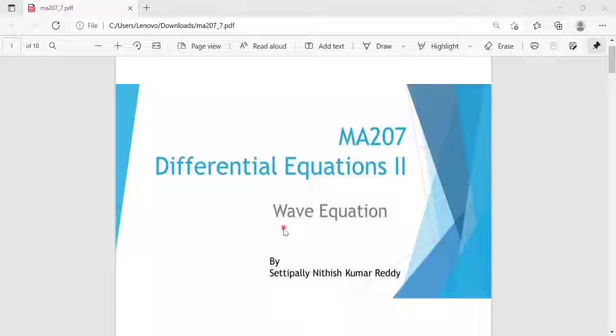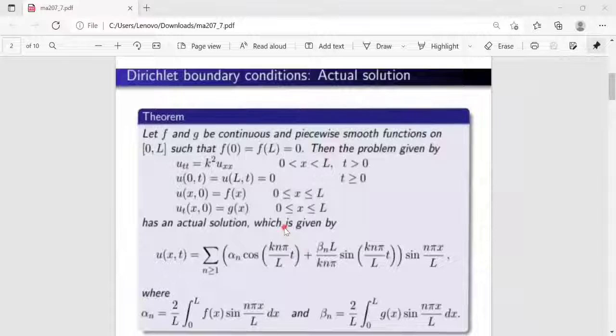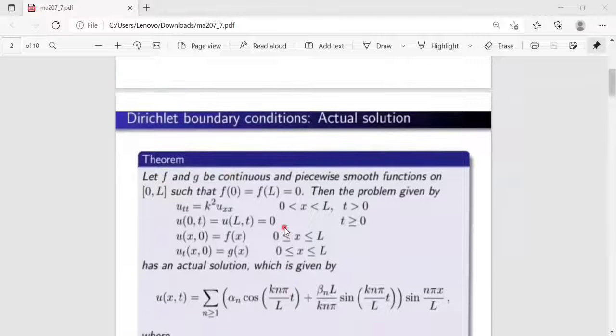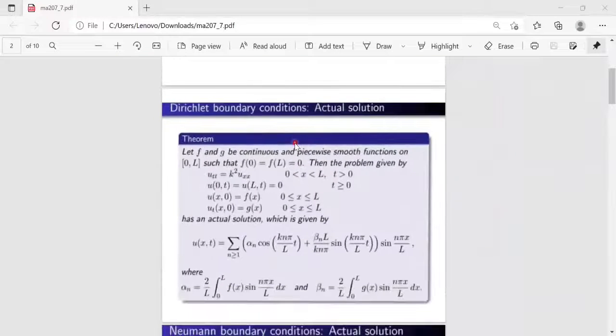In this video, we are going to discuss the wave equation. We know that the wave equation is the double derivative with respect to t equal to k squared times the double derivative with respect to x. The first type of boundary conditions we have is u at x equal to 0 and x equal to l is equal to 0. For this equation, we need four conditions.